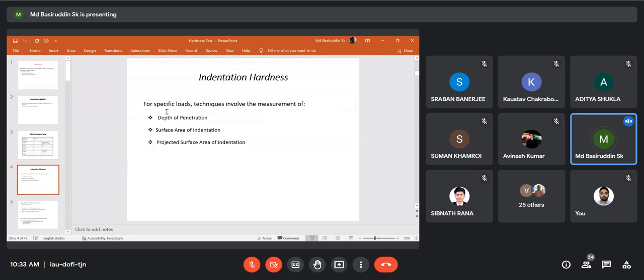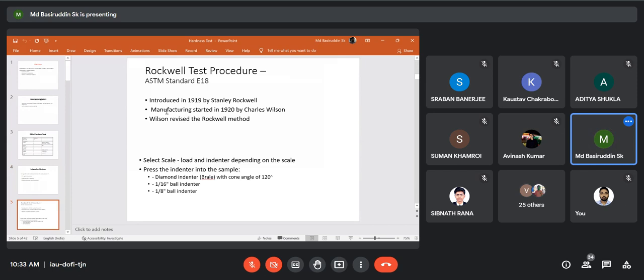In some cases we try to measure the projected area. If we think about the 2D surface area, then that would be the projected area of the indentation. By measuring those projected areas also, we can get some values, and based on those values we can easily compare the hardness of two different materials. Now there are three different processes by which we can do this indentation testing, which people developed at different time periods.